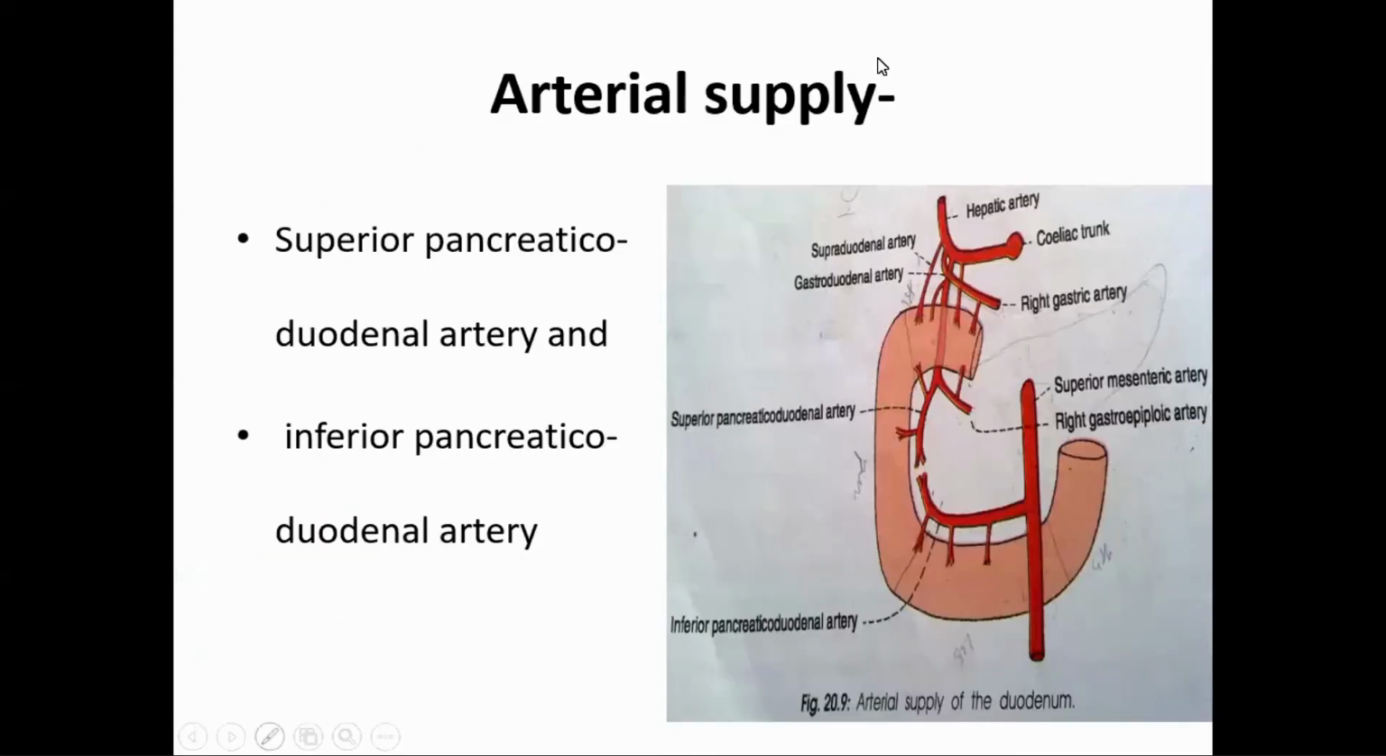Now the arterial supply of the duodenum. It is supplied by the superior and the inferior pancreaticoduodenal arteries. The inferior pancreaticoduodenal artery is a branch of the superior mesenteric artery, and the superior pancreaticoduodenal artery is a branch of the hepatic artery. The first part of the duodenum is supplied via end arteries, the gastroduodenal and the right gastroepiploic arteries, and the remaining part is supplied via the superior and inferior pancreaticoduodenal arteries.